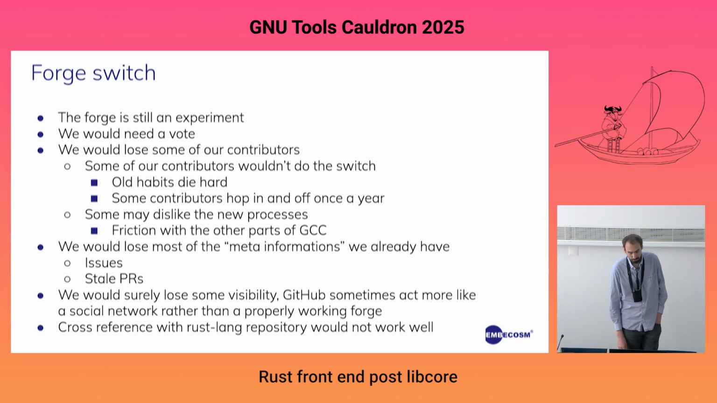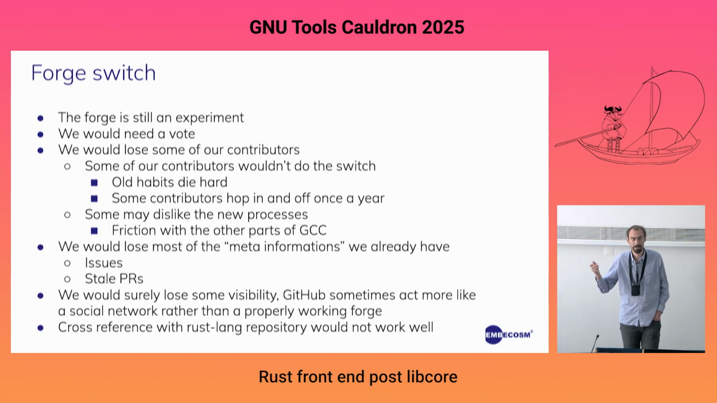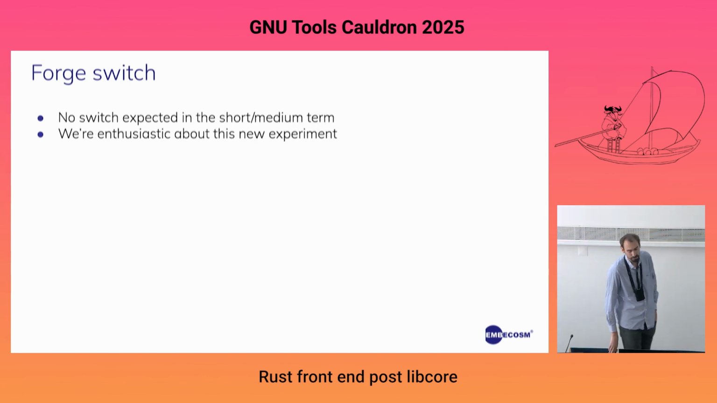Last point, the cross-references with the Rust Lang repository. We initially chose GitHub because it would be easy to reference an issue from another repository over GitHub, let's say the Rust Lang repository. Let's say we've hit some bugs that have been fixed within rustc for a long time. We could just reference that issue easily, and those cross-references wouldn't work as well with the Forge. So no switch expected in the short or medium term, but well, only time will tell.